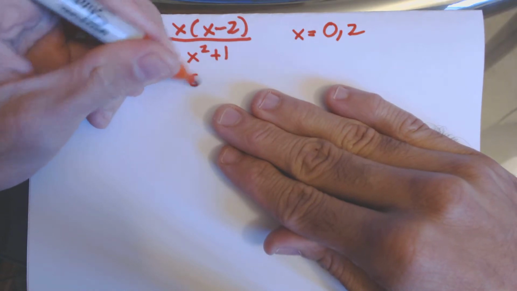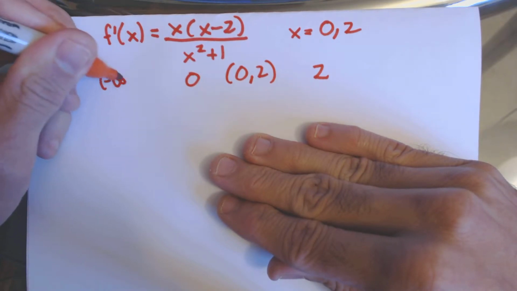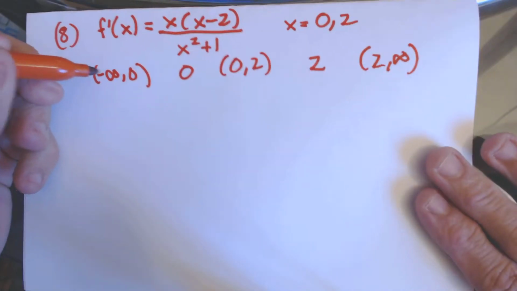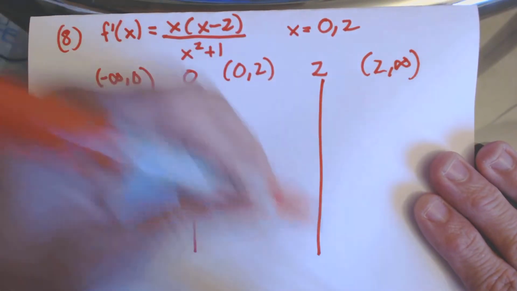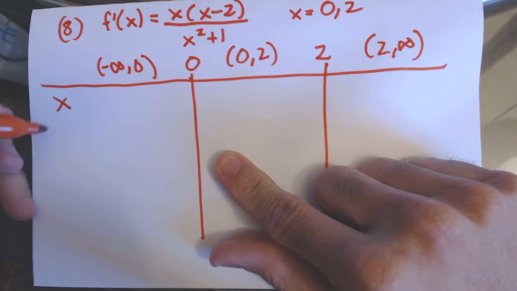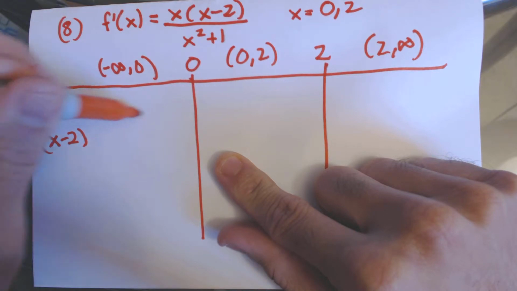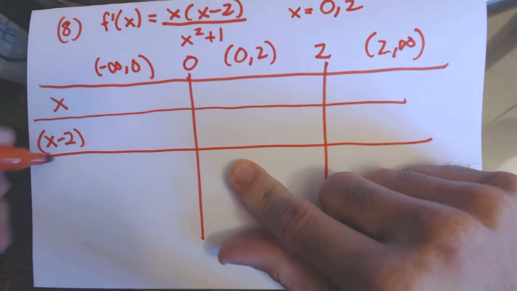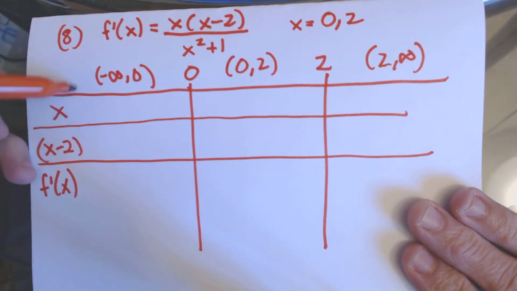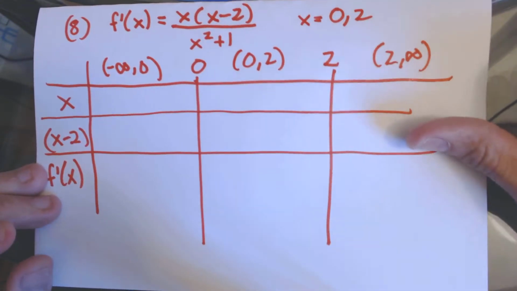So let's set up our little chart. We've got 0 and 2. We've got an interval between 0 and 2. We've got an interval negative infinity to 0. And we've got an interval 2 to infinity. Now we're going to examine the various components of the derivative that will be relevant in terms of identifying whether the derivative is positive or negative. And then once we do that, we're going to figure out what it is. So it's good to have a row here that will help us keep track of that.